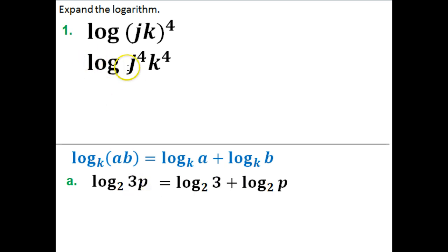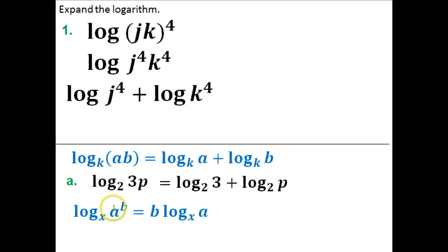So up here, the base on this one is 10. This is log base 10. So when I expand this one, I'm going to go log base 10, j to the 4th, plus log base 10, k to the 4th. Okay? So using our same rules here, nothing's changed so far. We haven't dealt with any of these exponents. We're going to do that next. But this addition sign came because these two are being multiplied together.